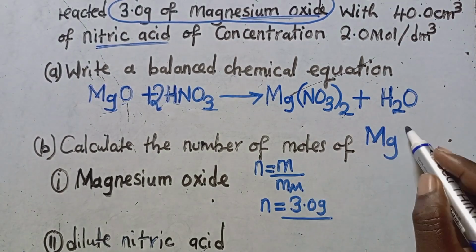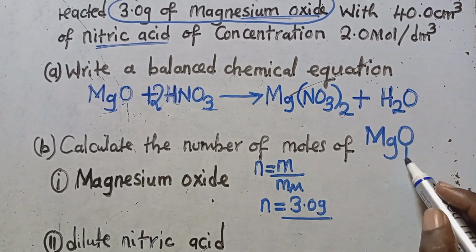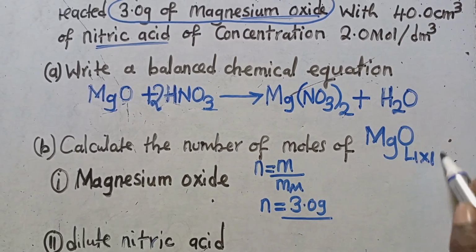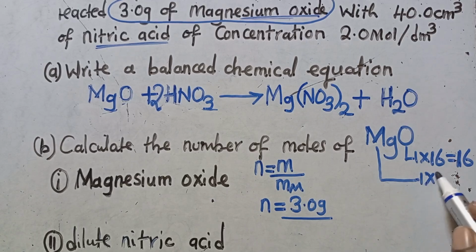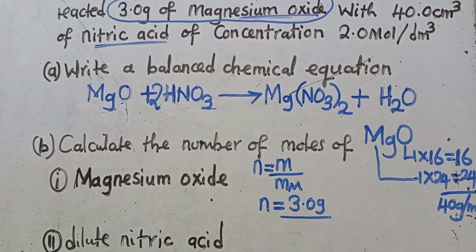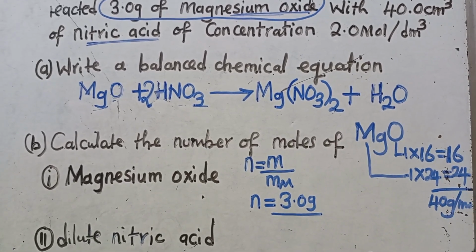Magnesium oxide, it is like this. So we say 1 times, what is the mass number? 16. When we add, we find 16 there. When we multiply, this is 1. I say 1 times mass number 24. So there I've got a 24. When I add, this is 40. So grams per mole, since it is molar mass that I'm finding. So a 40 is the molar mass for this one. So I say 40 grams per mole.